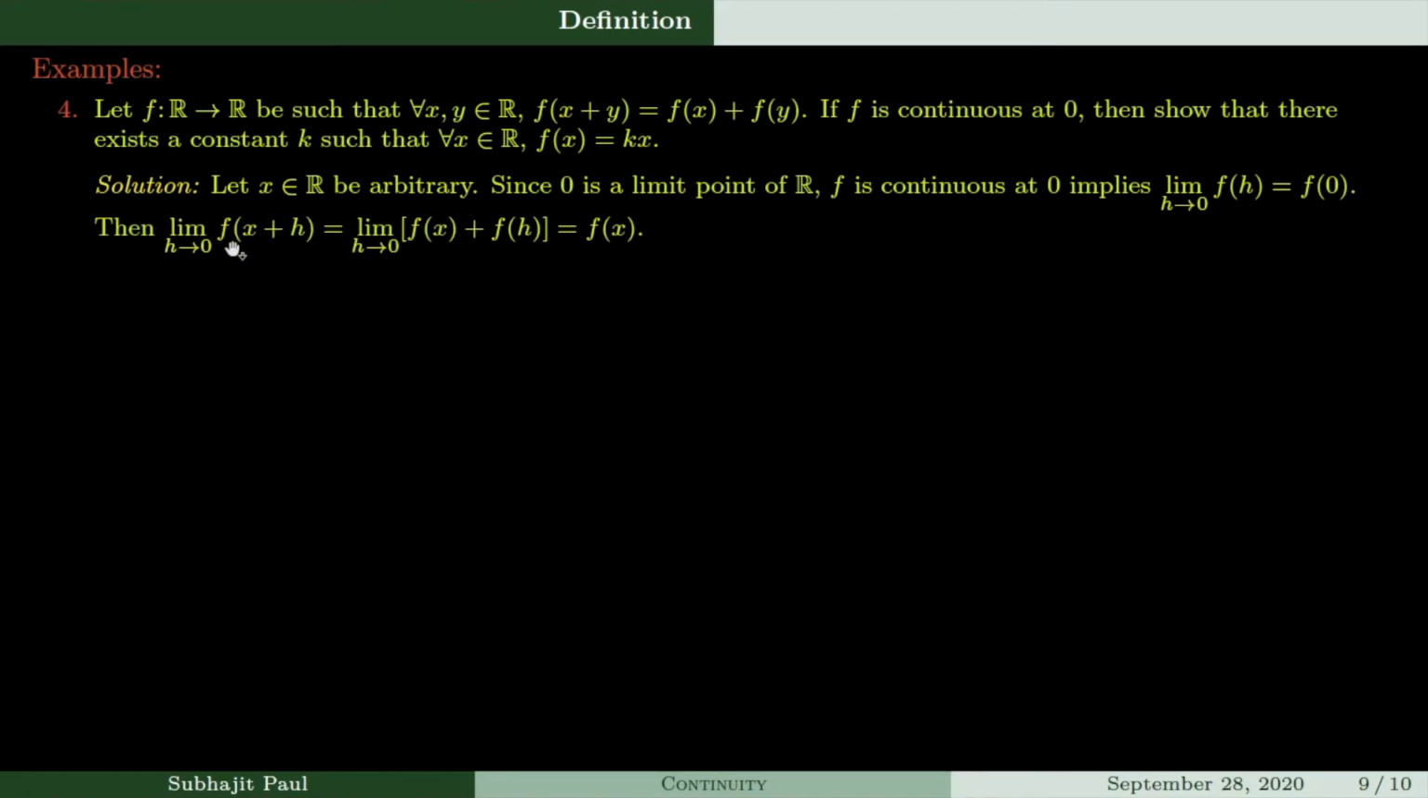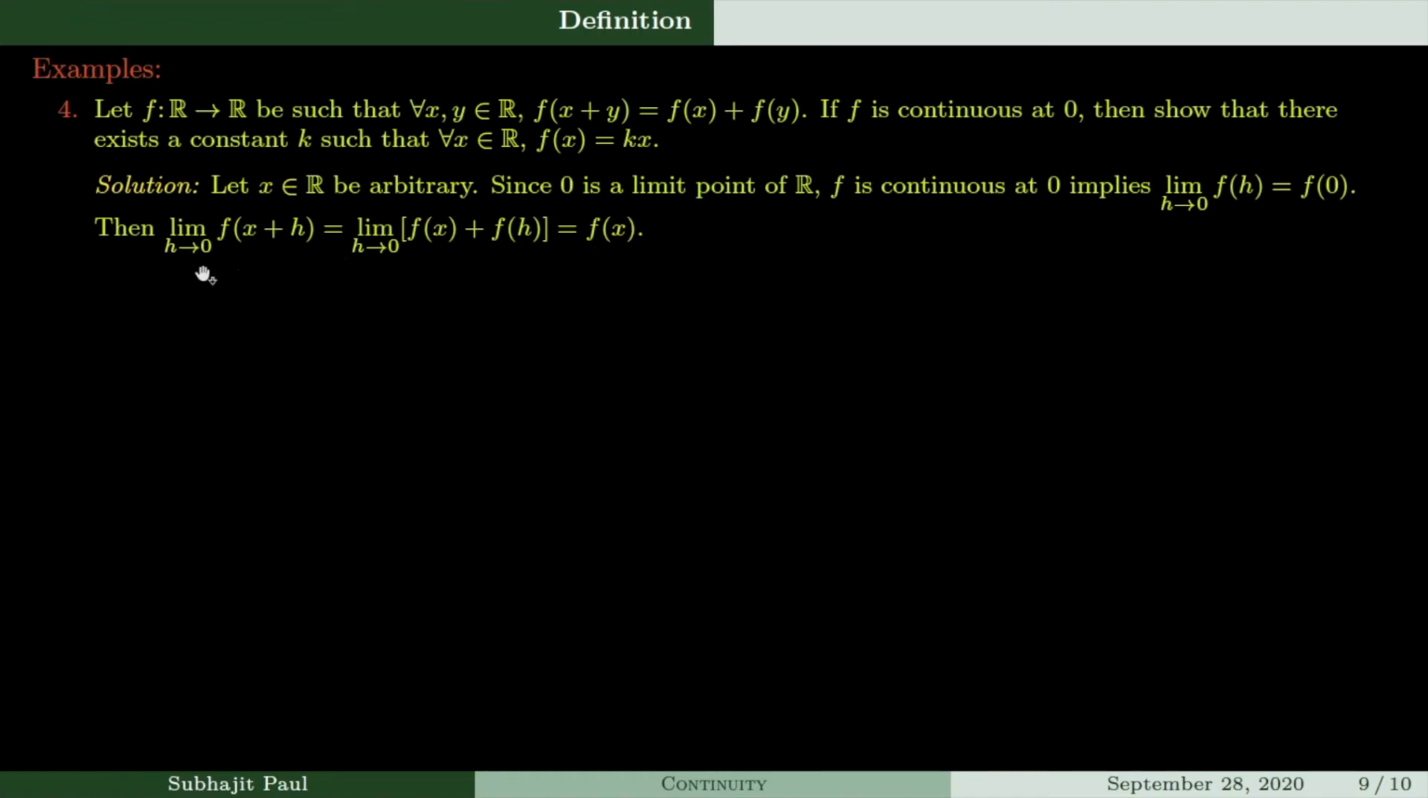Therefore, the limit of f(x + h) as h tends to 0, this f(x + h) by additivity is f(x) + f(h). And f(x) does not have any h component, so this is a constant with respect to the limit as h tends to 0, so this will remain f(x). The limit of f(h) as h tends to 0 is f(0). This is a mistake, sorry. So this will be f(x) + f(0).